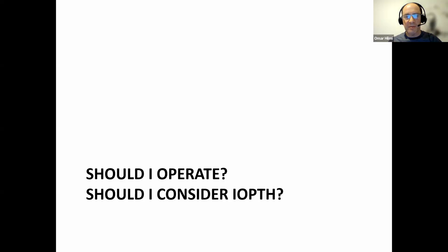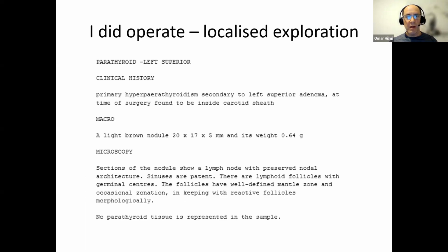Yeah, I didn't do that. And this was before we had the IOPTH. It was in that hiatus when our first machine had broken and before we got the second one. And I thought I had dual localization. I thought the MIBI and the 4DCT combined, we should go for this. She really wanted the operation. So I went in, did a localized exploration, found what appeared to be a parathyroid gland in the position as indicated by the scan.